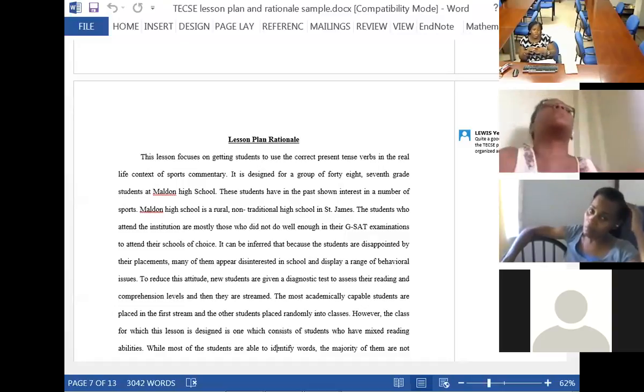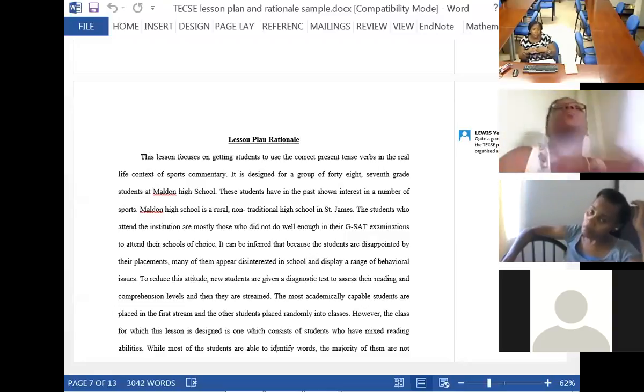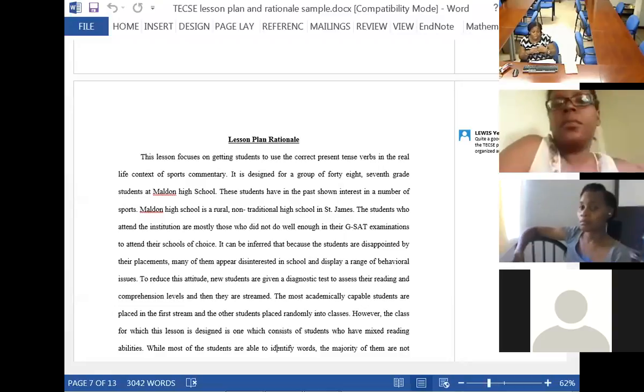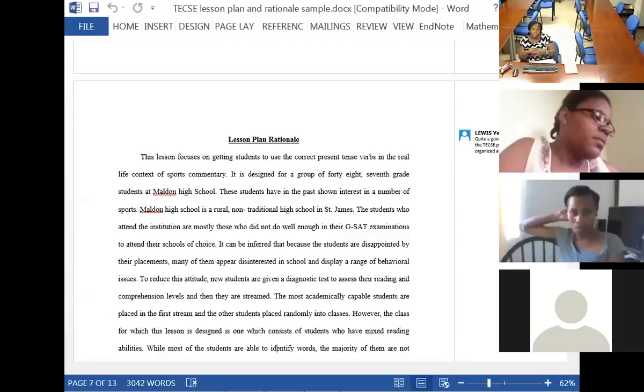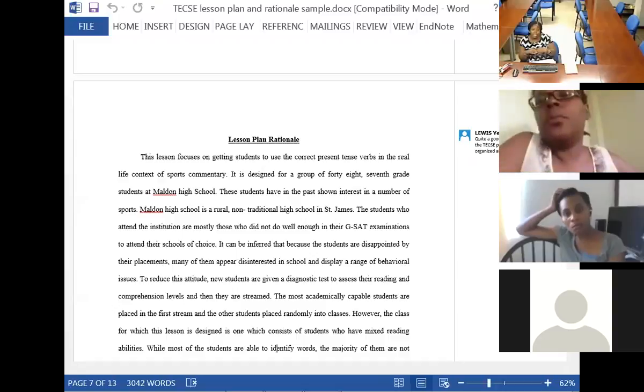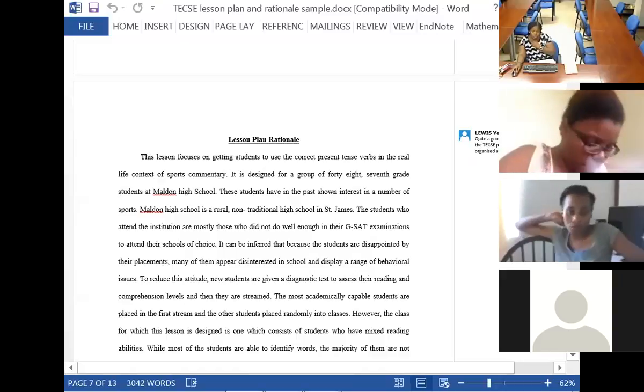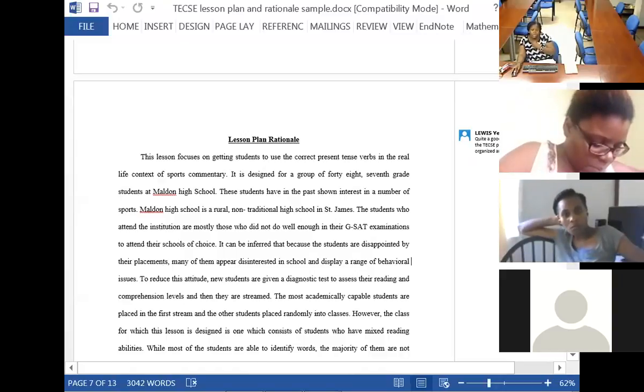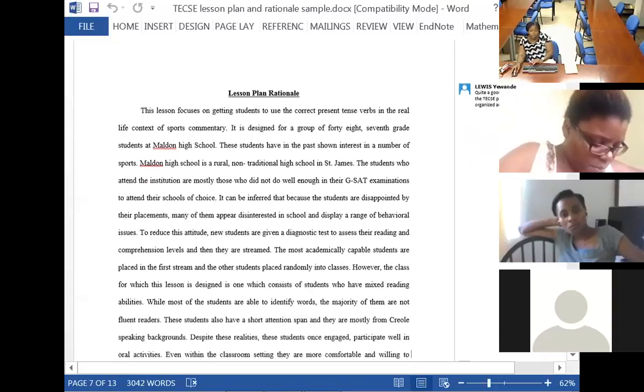Malden High School is a rural, non-traditional high school in St. James. The students who attend this institution are mostly those who did not do well enough in their GSAT examinations to attend their schools of choice. It can be inferred that because the students are disappointed by their placements, many of them appear disinterested in school and display a range of behavioral issues. To reduce this attitude, new students are given a diagnostic test to assess their reading and comprehension levels, and then they are screened. The most academically capable students are placed in the first stream, and the other students placed randomly into classes. It's just a description of the school.